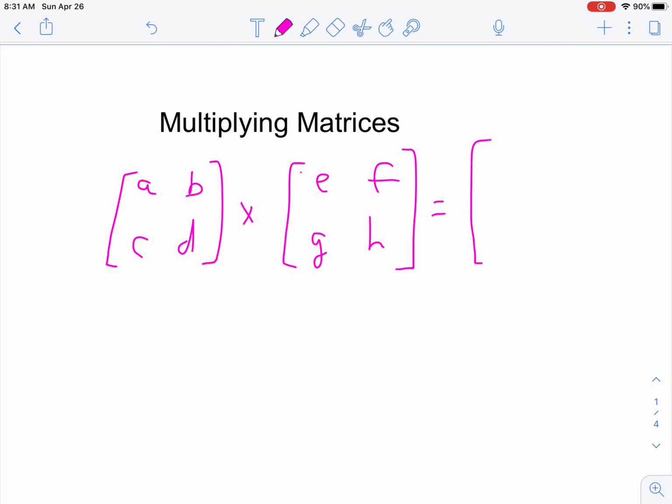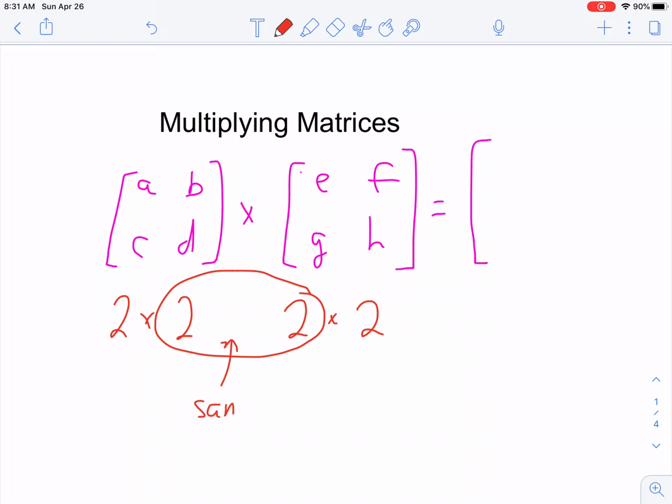Now, the first thing we need to know about multiplying matrices is that you have to write out the dimensions of the matrix. So, for example, the first matrix is a 2 by 2. The second matrix is a 2 by 2. And in order for these matrices to be able to be multiplied, these middle numbers have to be the same. If those two numbers are the same, then the multiplication can happen. If those numbers are not the same, you cannot multiply these together. So that's the first part.